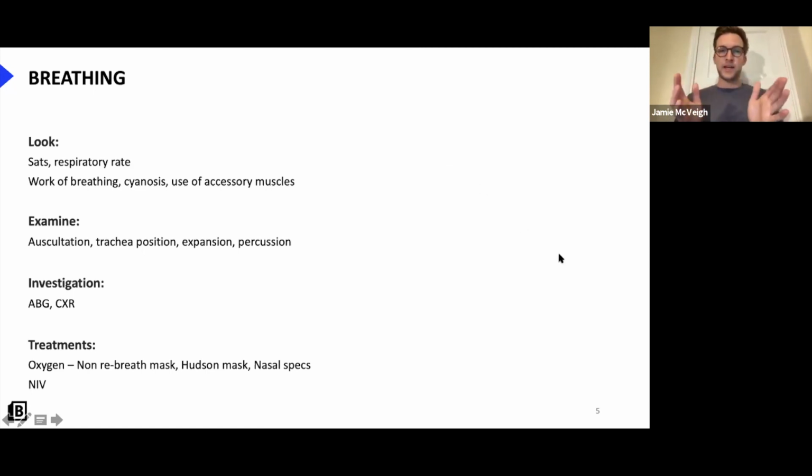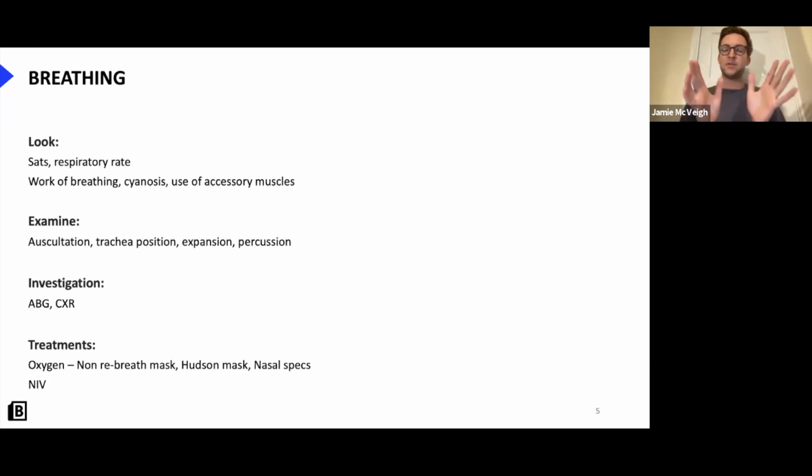So breathing: look at the patient, how do they look? Hopefully you've got some observations on them already. If not, try and get them as quickly as possible. You're looking at their saturations and their respiratory rate first, so that's from their observations.